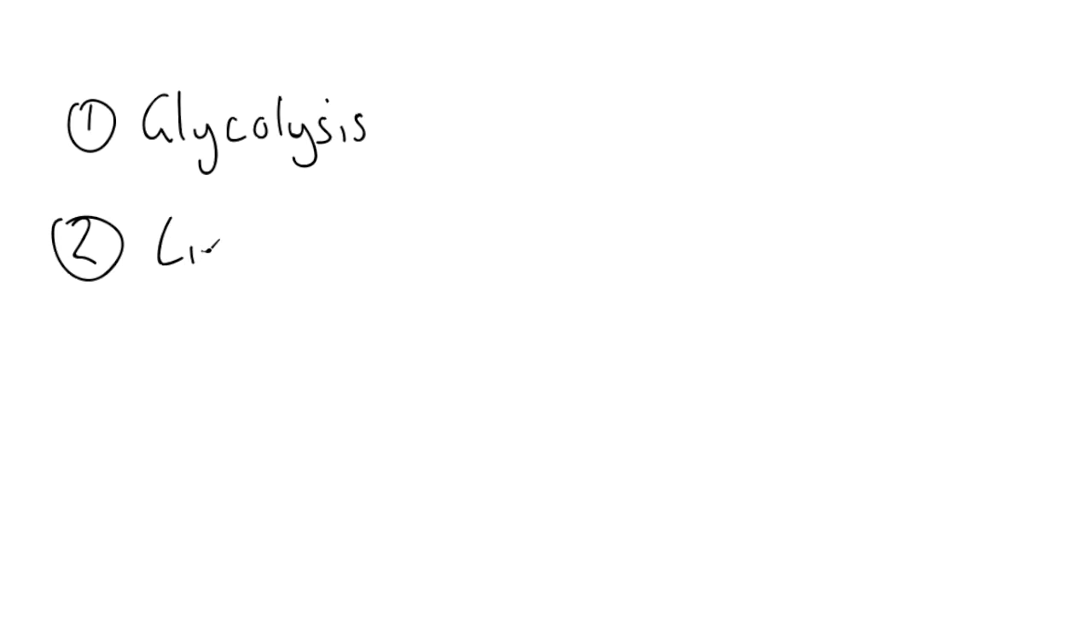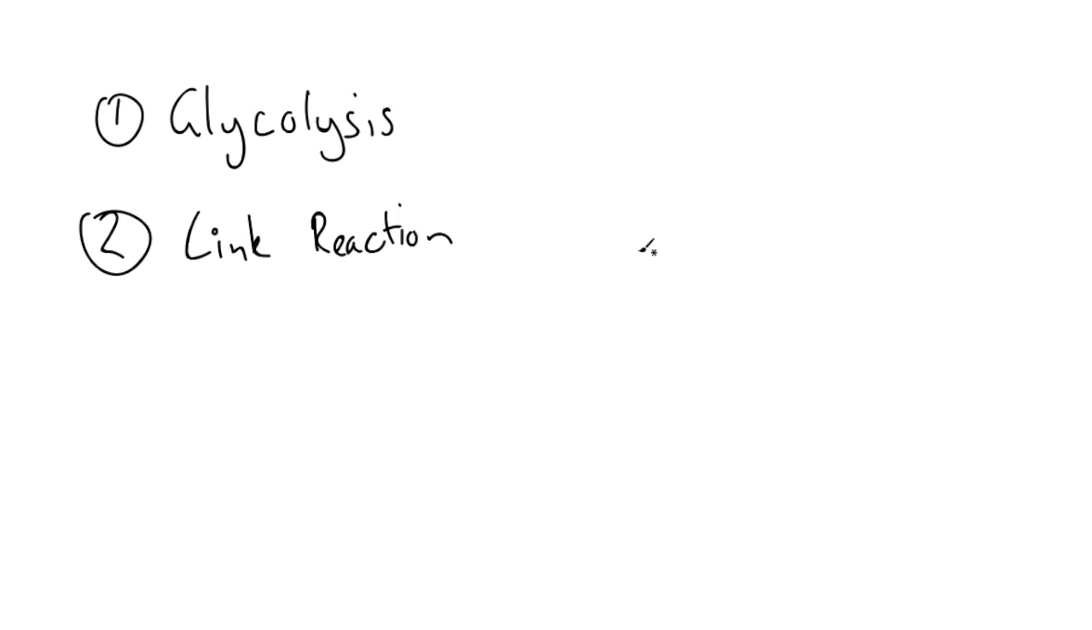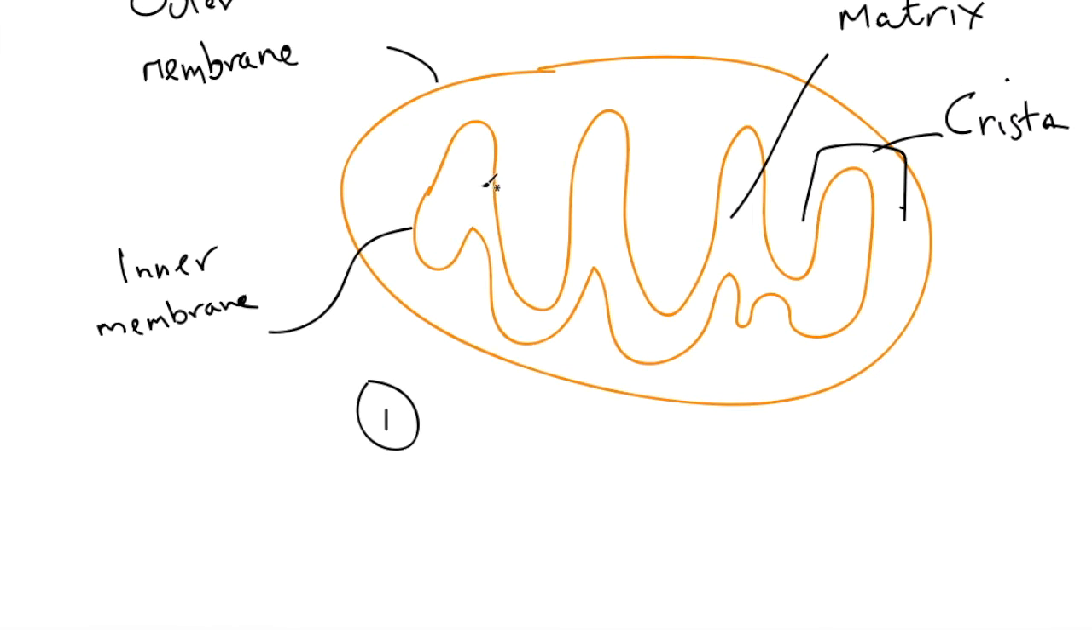is called the link reaction. Now, in some books or websites, you won't see the link reaction and you'll think, does it not exist? But in Britain, in the A-level specifications, they talk about the link reaction. That's why it's in this video. But if you watch some YouTube videos that are from America, they might not have the link reaction in. So the link reaction takes place inside the matrix.